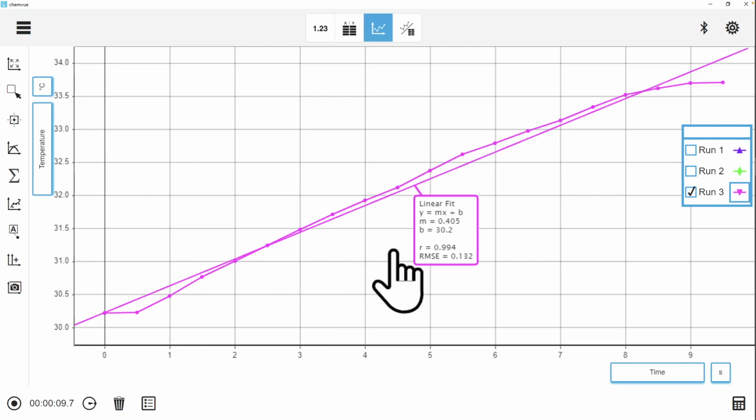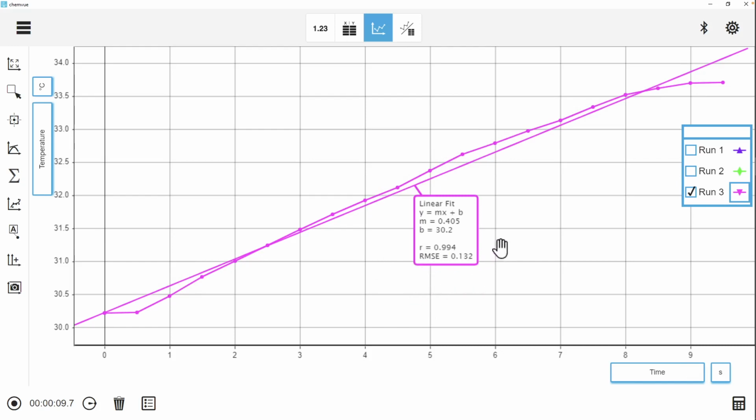R is the correlation between temperature and time, and you want that to be as close to positive or negative 1 as possible. The closer to positive or negative 1, the better the linear fit. And the closer you are to 0, the worse the fit. If it's 0, in fact, there is no relationship between the y and x values. RMSE is root mean square error, and you want that to be closer to 0.